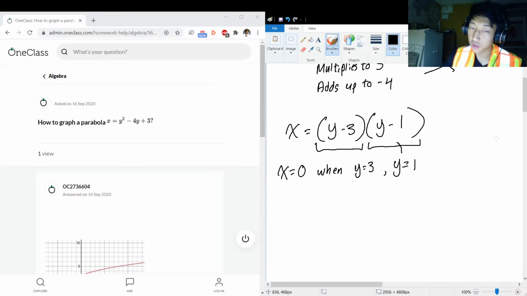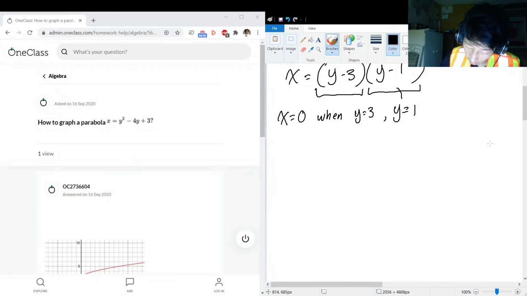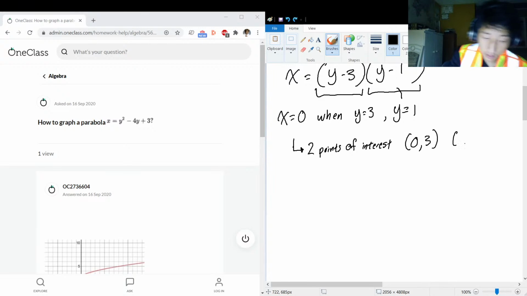Okay, so this gives us 2 points of interest. We got x equals 0, y equals 3, as well as x equals 0, y equals 1. Those are 2 points of interest.